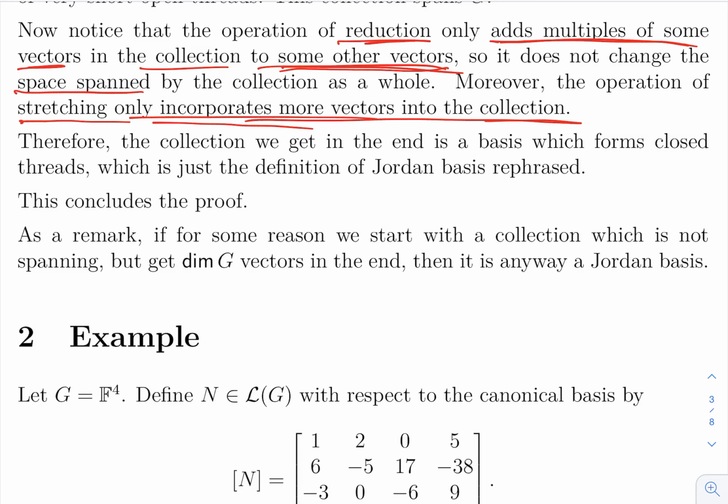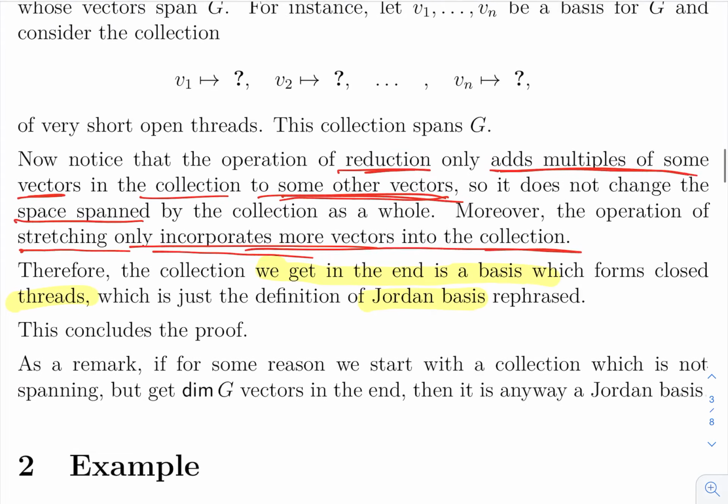Therefore, it's enough to just start with a collection that spans the whole space. Okay? So if we start with a basis, or whatever collection that spans. You can start with something much larger than a basis. And in the end, we'll get a basis which forms closed threads. And then this will be a Jordan basis, as I pointed out already. And so this concludes the proof.